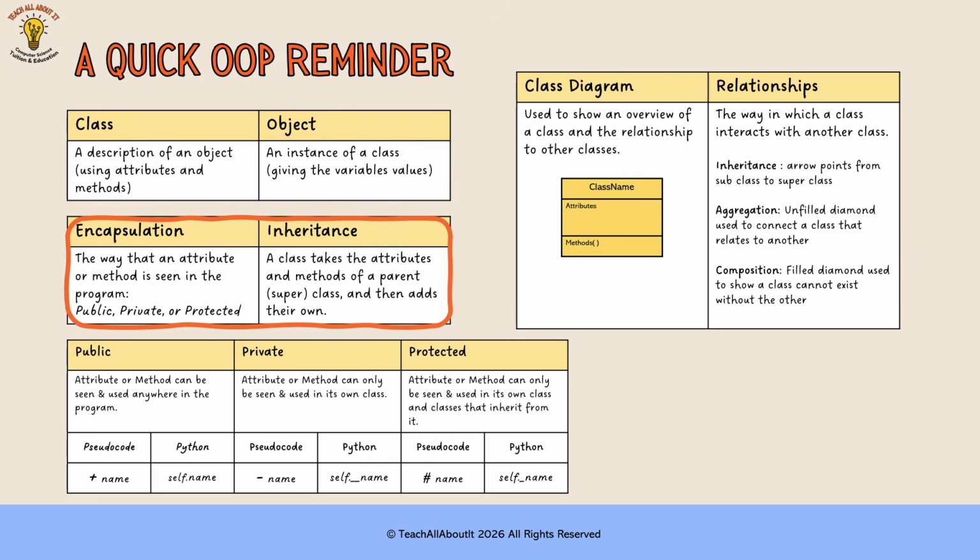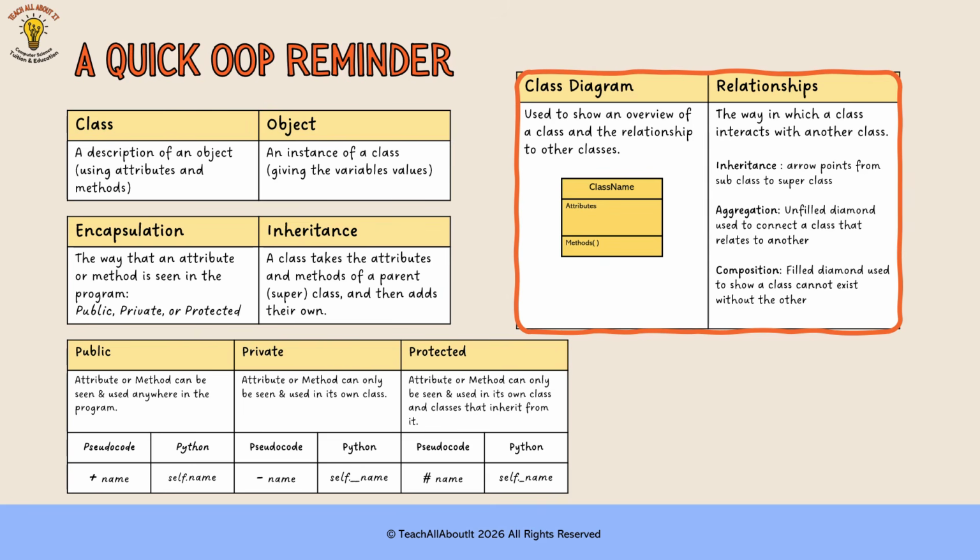Within that, we're also going to be talking an awful lot about encapsulation and inheritance. And these are two things that you can see all the way through the live skeleton code. Encapsulation, we are talking about our public, private, and protected, and that is for both attributes and methods. For inheritance, we're also talking about the ability for a class to take on the attributes and methods of a parent.